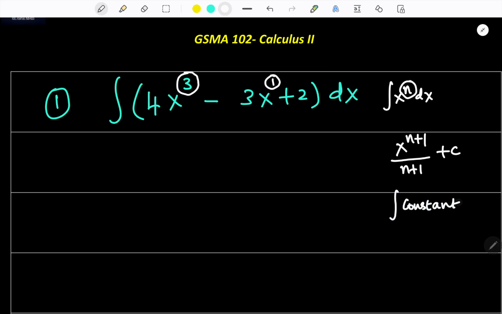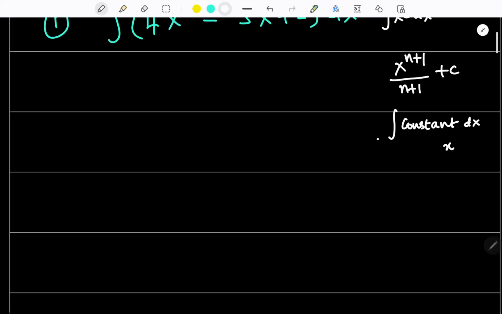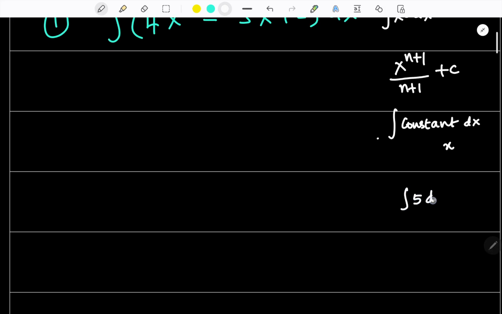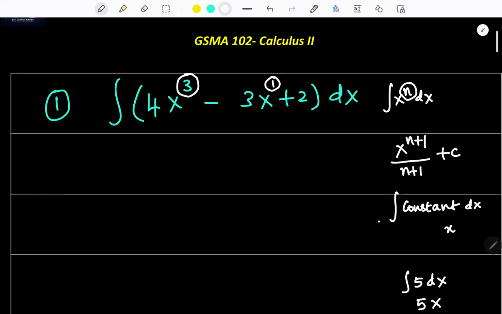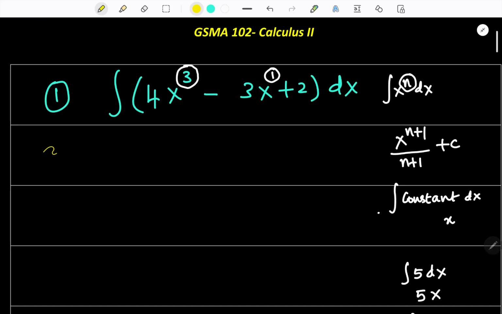So what about the integration of a constant? Suppose you have a number, what is the integration of this? The constant will come out and the dx will become x. Suppose I give you integral 5 dx, the answer is 5x. Suppose I give you integral minus 2 dx, the answer is minus 2x. So keep these things in your mind, okay? Let's start the solution.